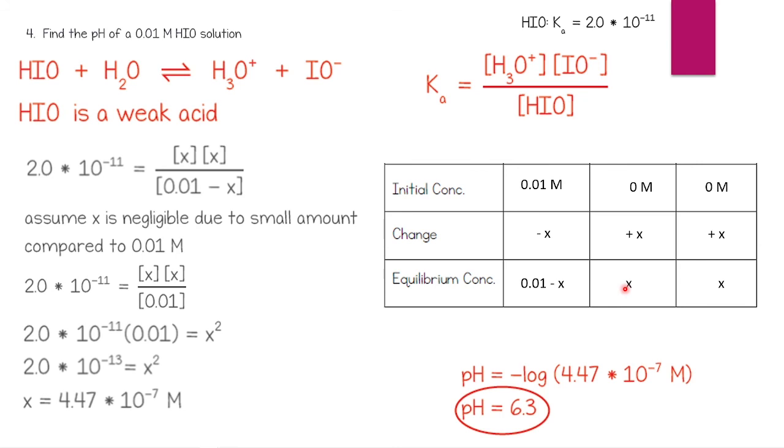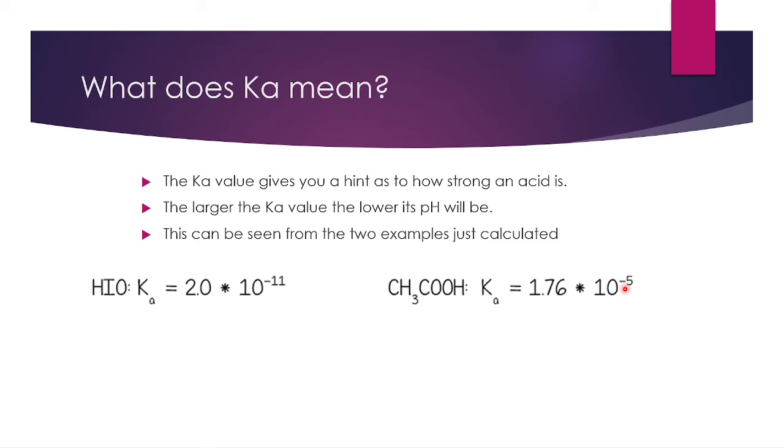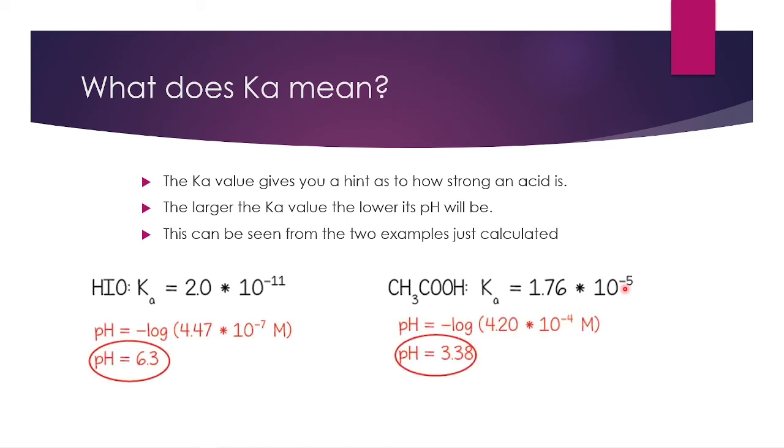So what does the Ka actually mean? The Ka value gives you a hint as to how strong the acid is. The larger the Ka value, the lower its pH is. This can be seen in the two examples we just calculated. From those two examples, the first one was 10 to the negative 11, and the other one was 10 to the negative 5.